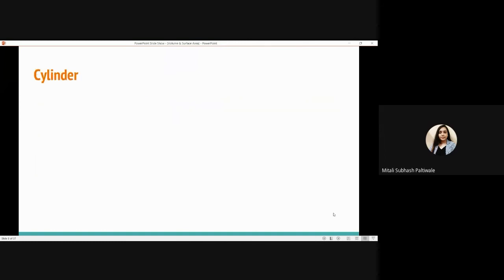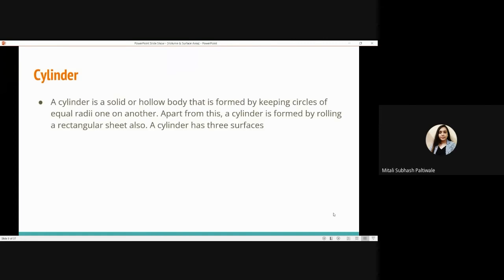Cylinder. Now, what exactly is a cylinder? It looks like a circular body, or maybe a hollow pipe. A cylinder is a solid or hollow body that is formed by keeping circles of equal radii one on another. One more thing, a cylinder can also be formed using a rectangular sheet. What we need to do is roll that sheet, and that's it.